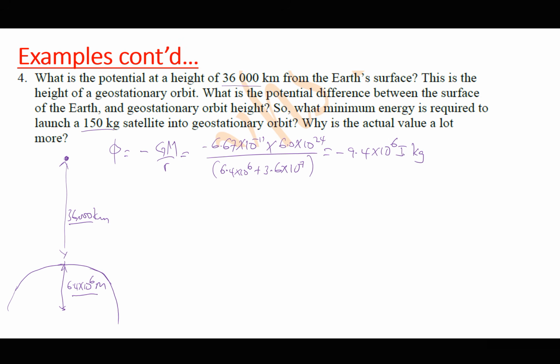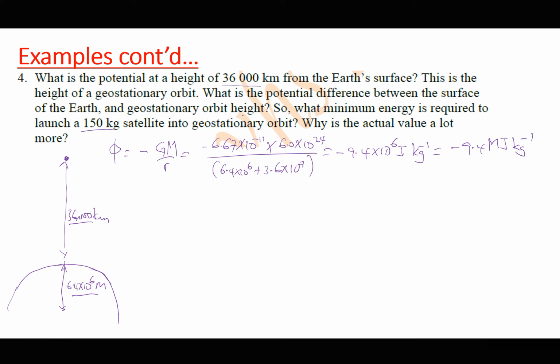By the way, I'm putting joules per kilogram for potential, but potential energy is still joules because you multiply by the mass in kilograms, so the per kilogram cancels out. I would just quote this in megajoules as negative 9.4 megajoules per kilogram. So that is the potential at that height, the height of a geostationary orbit. What's the potential difference between the surface of the Earth and geostationary orbit height?